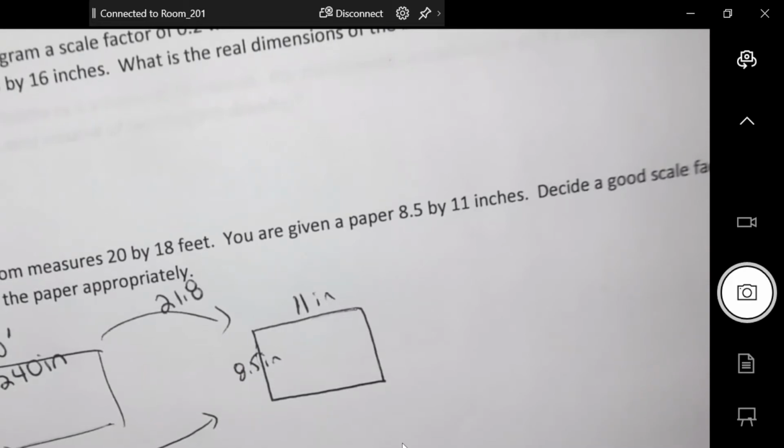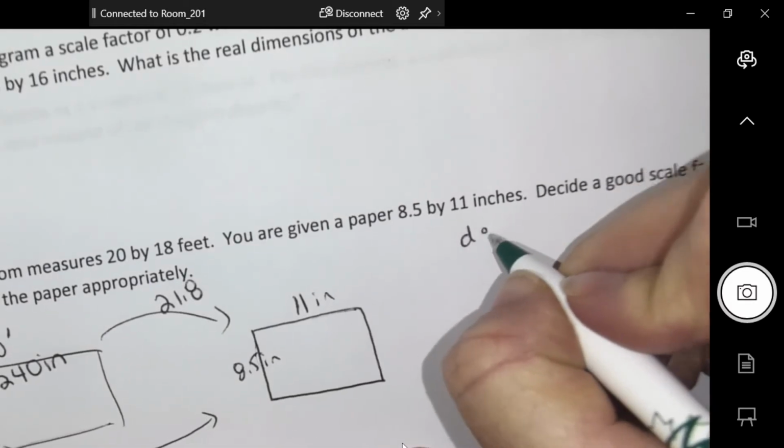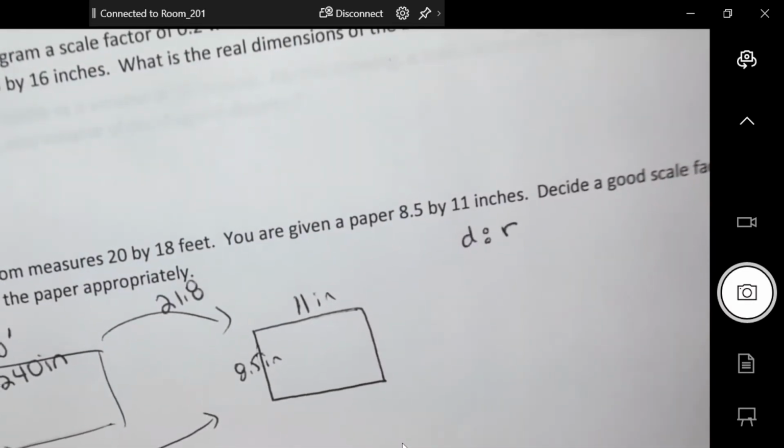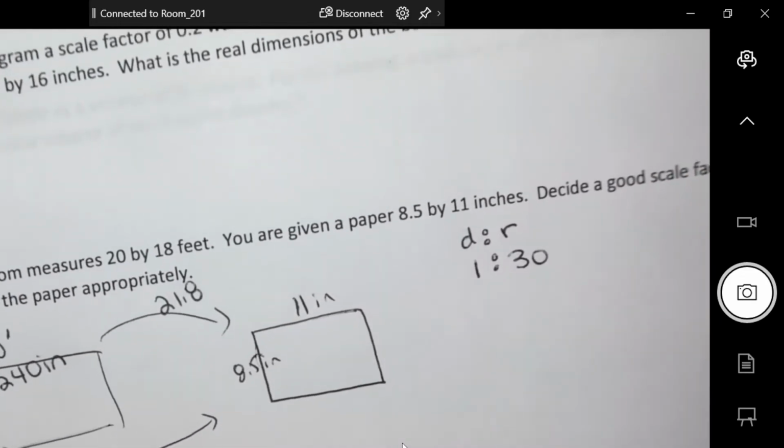28, 30, 29, 26. Those all work? All work, okay? Those are all fine. So your answers on your test, they're all going to vary. That's okay. I'll figure out your answer. Okay, I'm going to use the 30 number. So diagram to real life, I would write it 1 to 30.